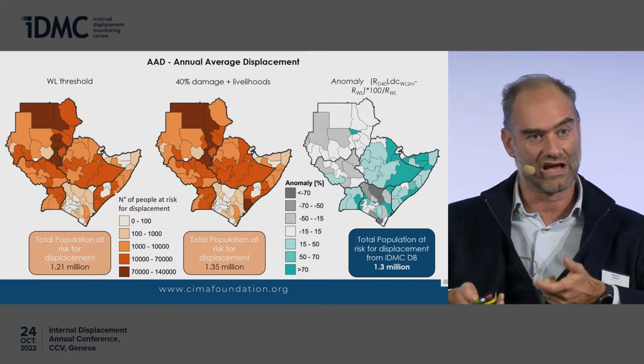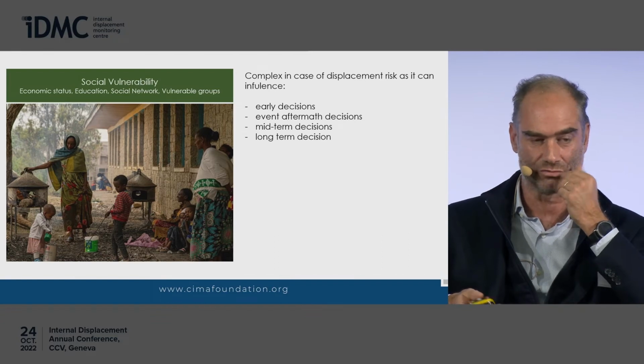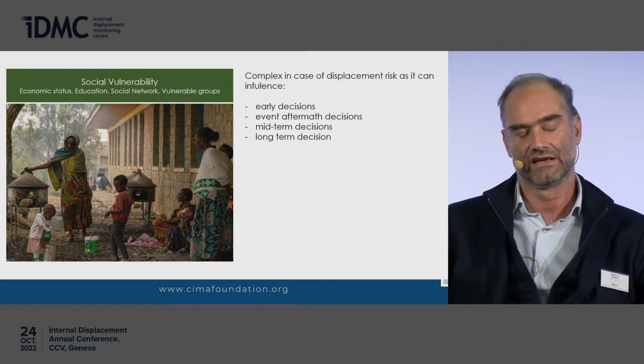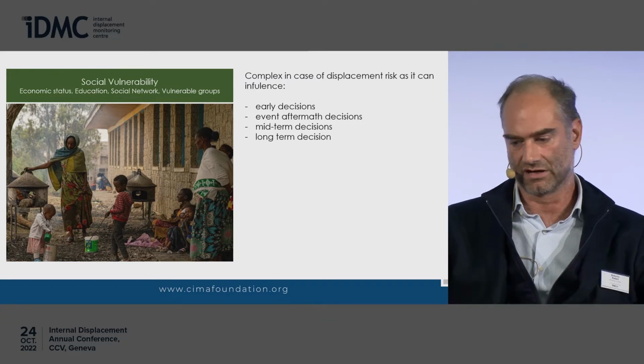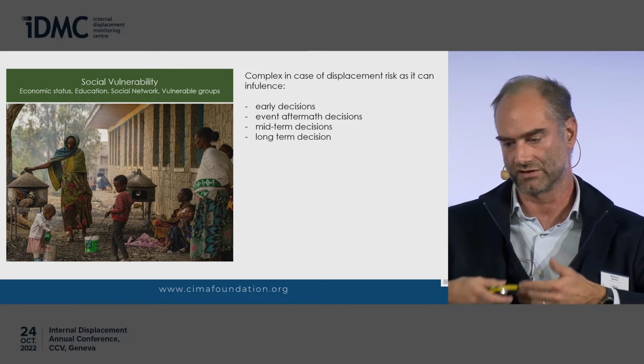But the real challenge is the social component here, I think. And so we got back into that. How can we address the social component on top of the physical vulnerability? Because that depends on the economic status, as we know, education, social network, vulnerable groups.